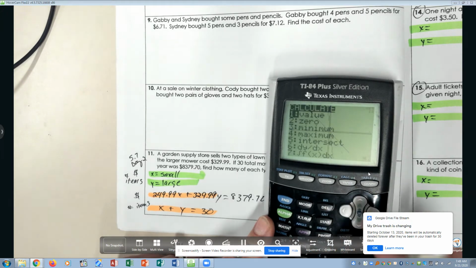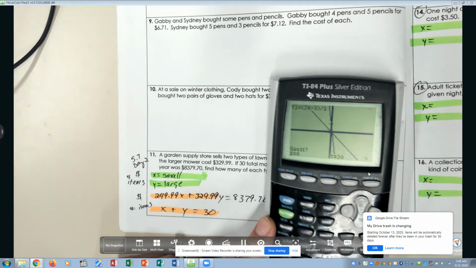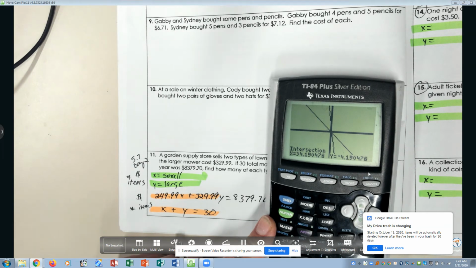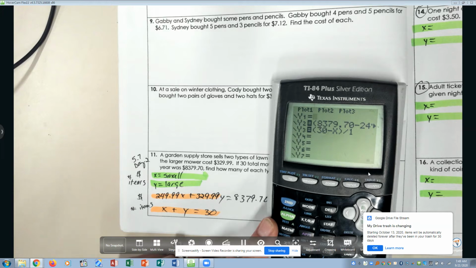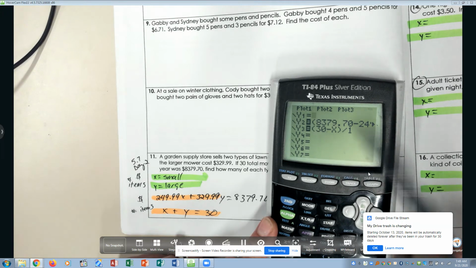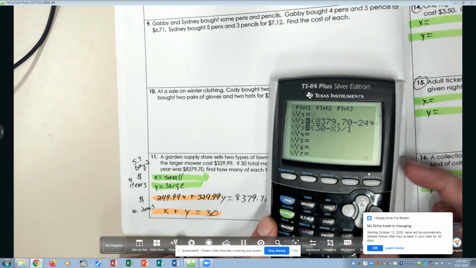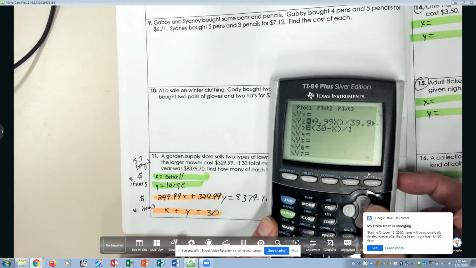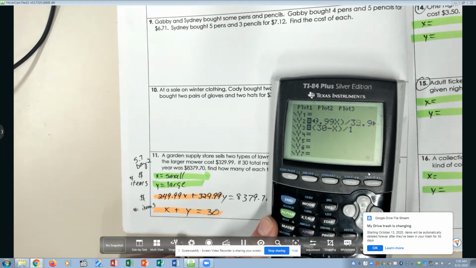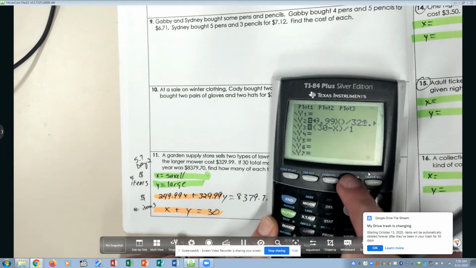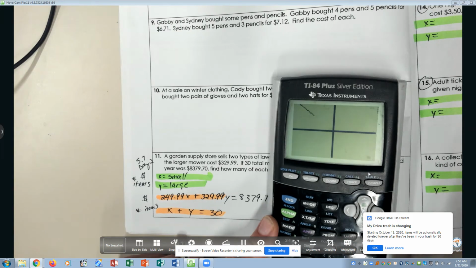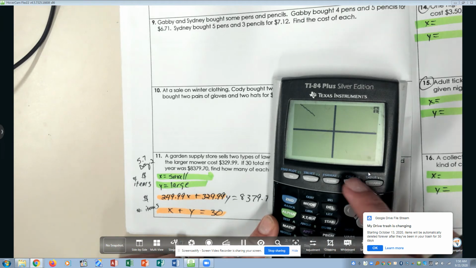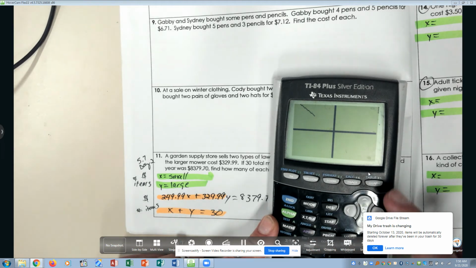So second calc, 5, enter, enter, enter. Oh, I did something wrong. Let me see. 8379.70 minus 249.99 x divided by, that's it. I forgot a second insert. There we go. Second calc, 5, enter, enter, enter. What is going on with my calculator?